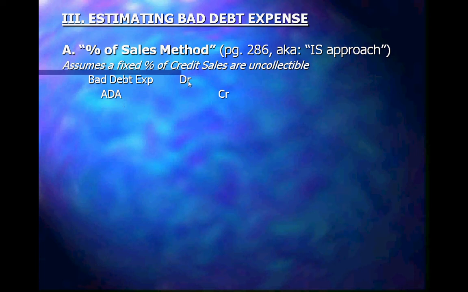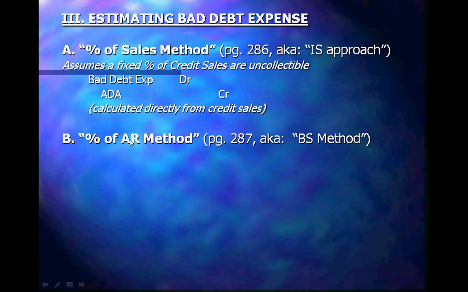Okay, how we come up with these numbers, we're going to go over in a little bit. You take the credit sales, which would be given to you in a problem, and then you simply take 2% or 1% or whatever percent they give you, and that number becomes the actual debit and credit in this journal entry here. We'll do an example of that in just a moment.